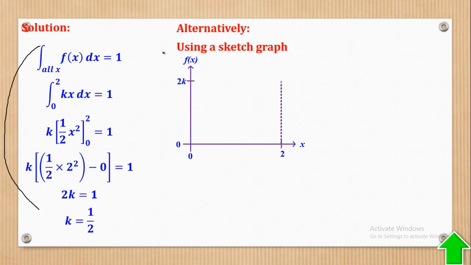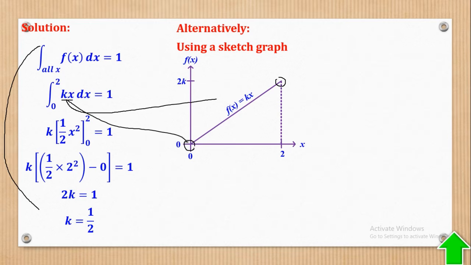Then from there, we shall realize that when x is 0, f(x) is also 0, and when x is 2, f(x) is 2k. Why? Because the function f(x) is xk. Therefore, when x is 0, k times 0 is 0. That's why there is 0 here. But when x is 2, k times 2 gives you 2k, which is there.